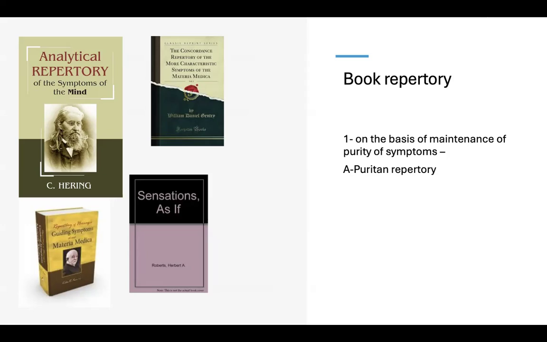First, on the basis of the maintenance of the purity of the symptoms. What does this mean? The way the patient says it is the way it will be written in the repertory. For example, the Analytical Repertory of the Symptoms of the Mind, Sensation As If, the Concordance Repertory of the Materia Medica. So these are examples of the Puritan repertory. What is in a Puritan repertory? They maintain the purity of the symptoms.